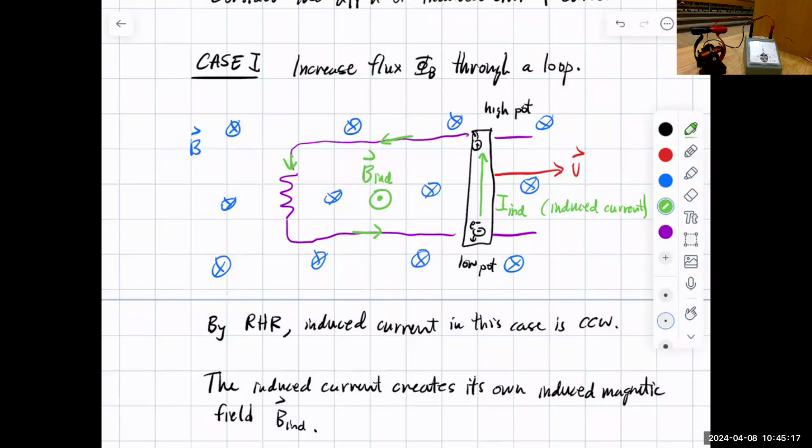So the main takeaway from this picture is that when we increase the magnetic flux through the loop, we're pulling the bar to the right, we're increasing the area of the loop, and so more and more of the blue magnetic field lines pass through. So that's the increasing flux. The induced magnetic field acts in the opposite direction of the original field, the blue one.